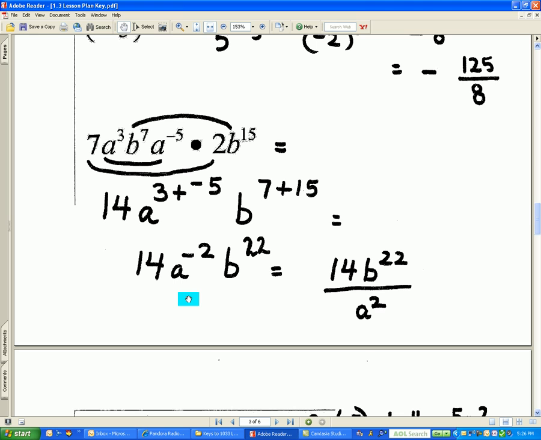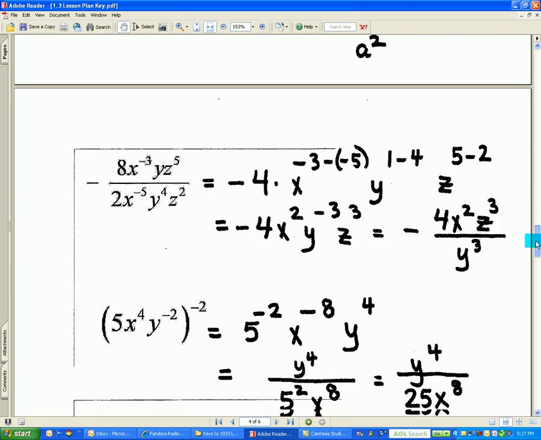What has to happen here for our final answer, the a to the -2nd has to go to the denominator as a to the +2nd, because in general in algebra, negative exponents are not considered proper form to be left in your final answer. All right, let's go down to the next example here.